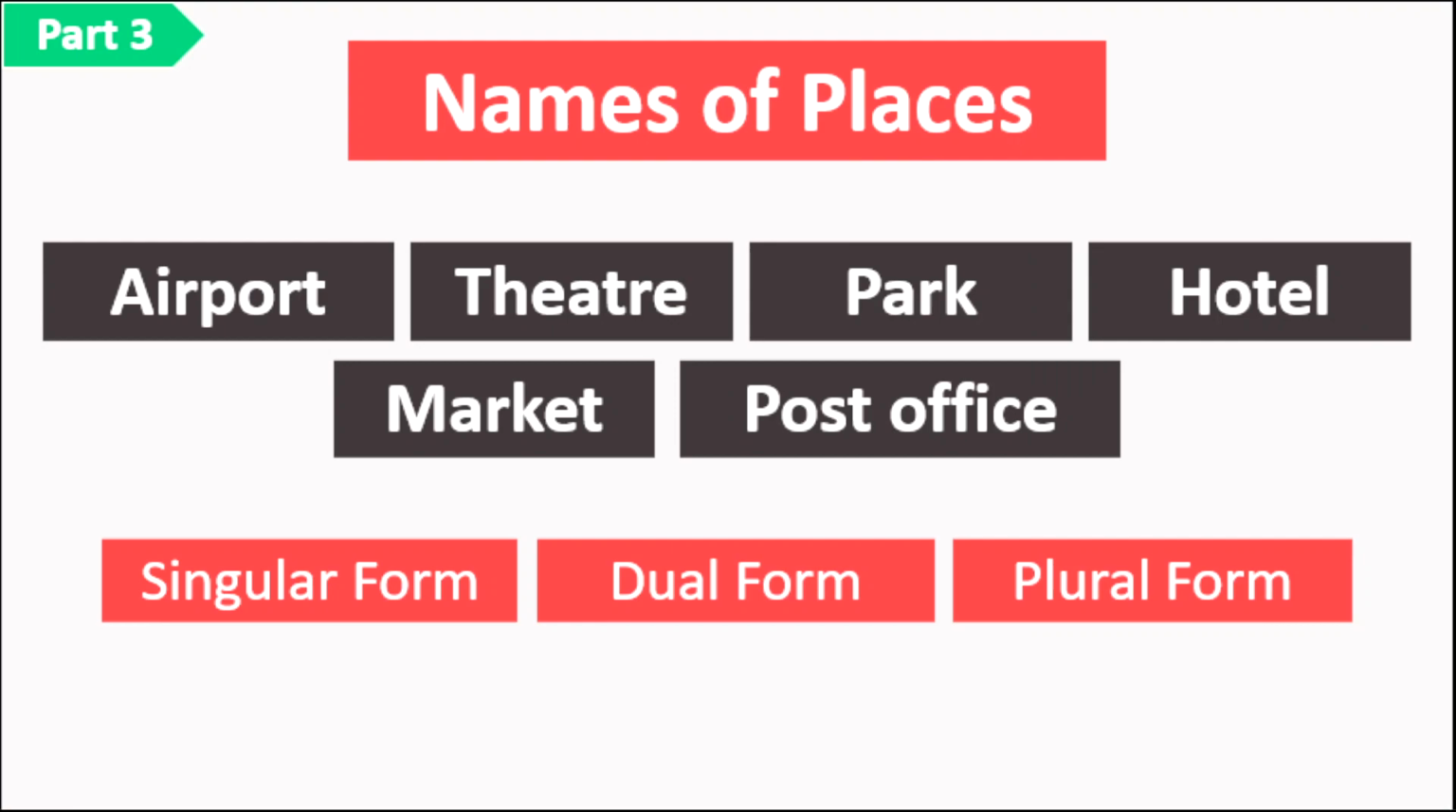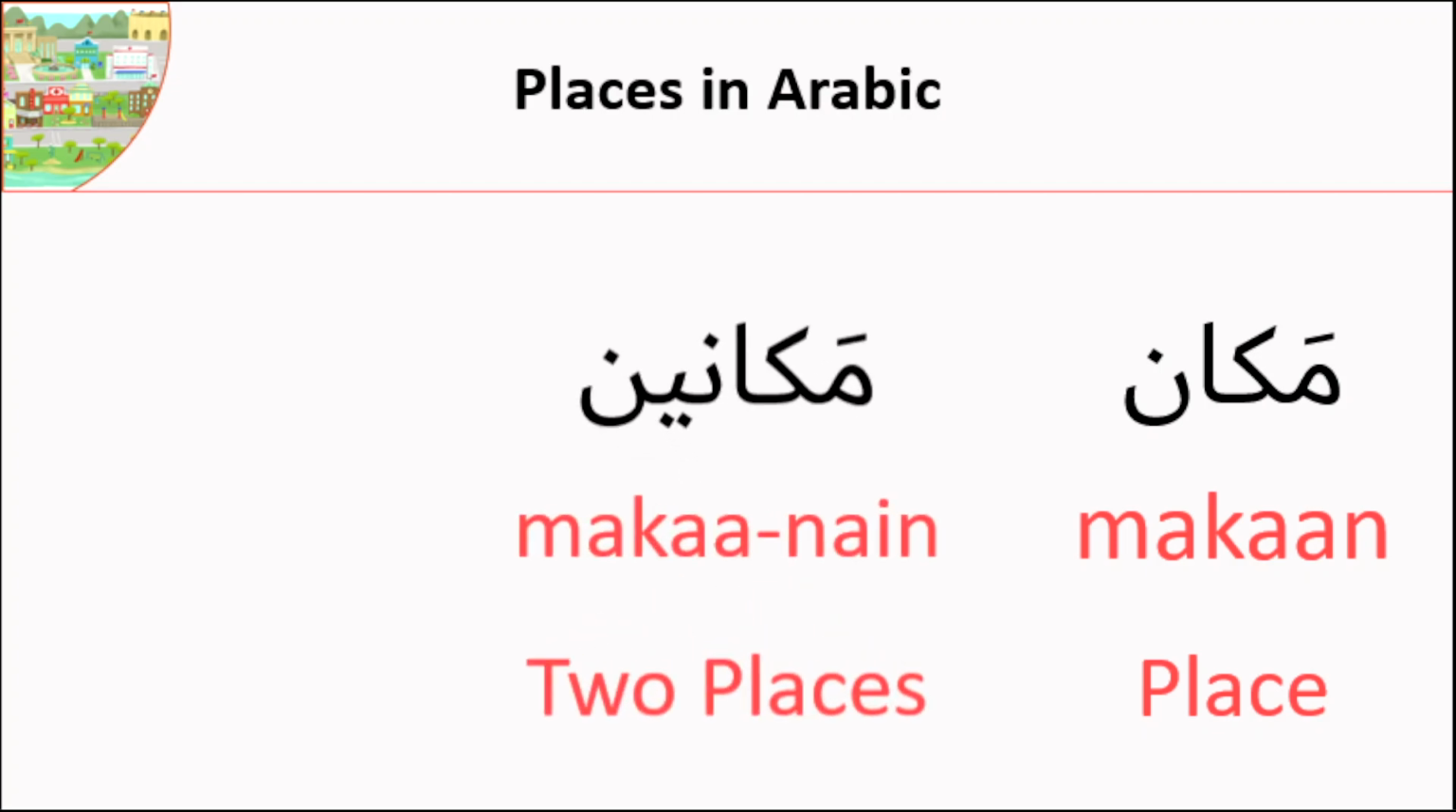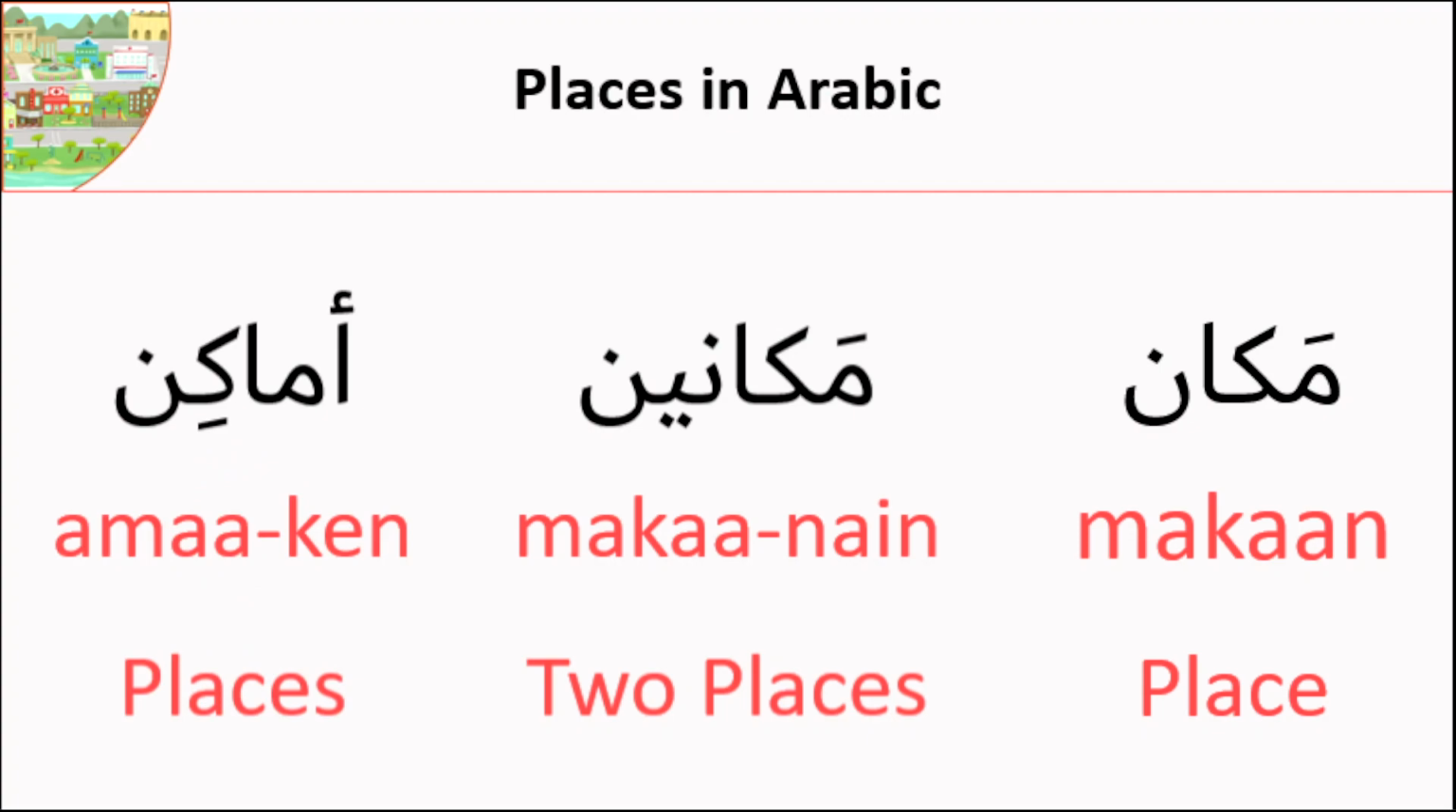In this part, we are going to learn the name of the following places in their singular, dual, and plural form. Let's start. Makan is a place. Makanin is two places. Amakin is places.